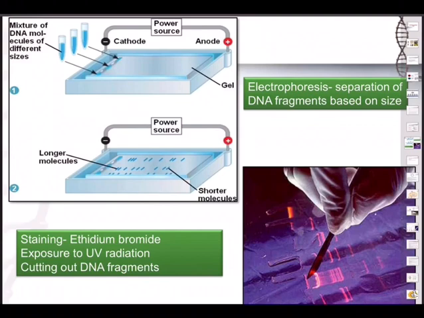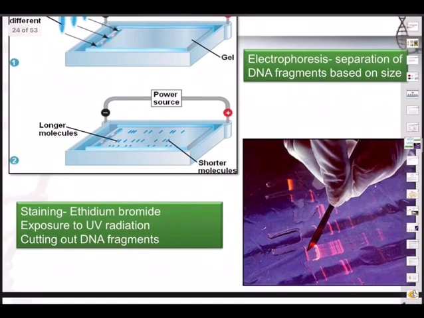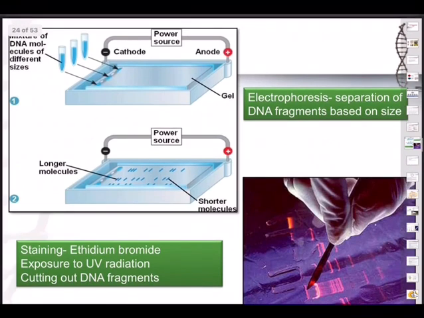And once it is stained, you can see the orange color fragments, and this is exposed to UV radiation. The cut-out DNA fragments are exposed to UV. So basically, electrophoresis is a technique of separation of charged molecules under the influence of an electric field, so that they migrate in the direction of the electrode bearing the opposite charge. That's what we said, anode and cathode.